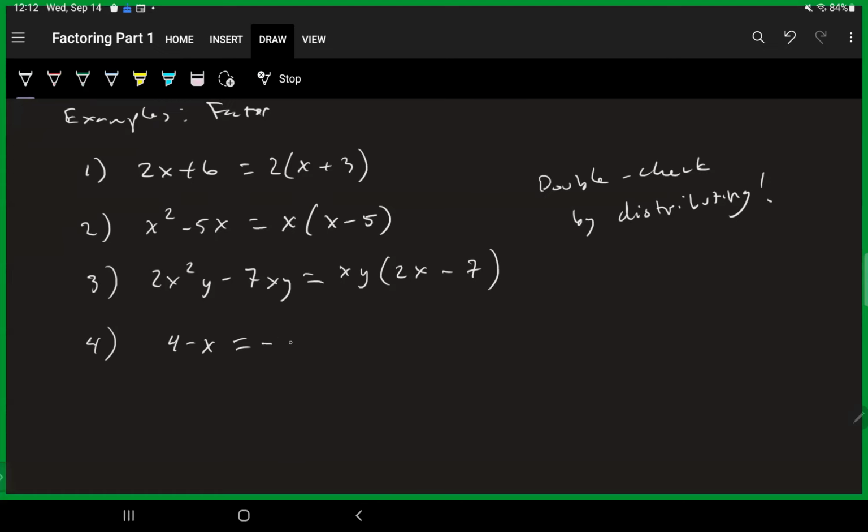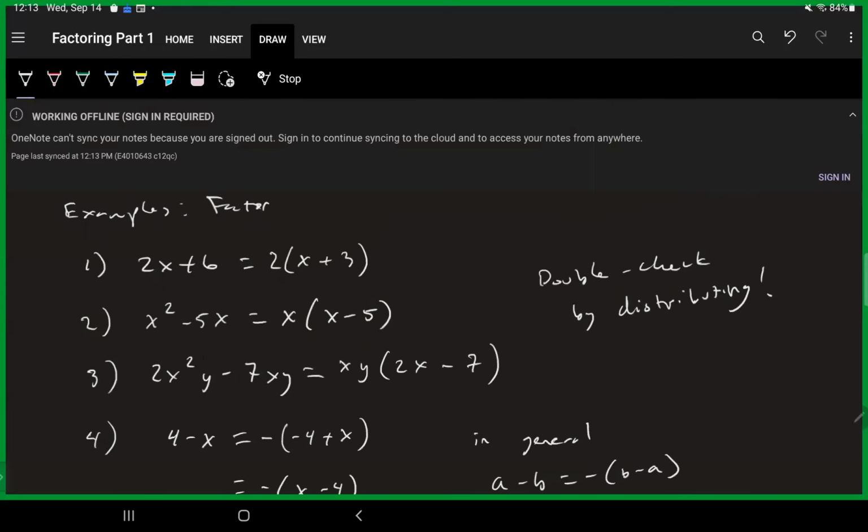If I factor out a negative 1, I'm going to get a negative there, and it's going to be negative 4 plus x, and we can rewrite that as negative x minus 4. And this gives us an idea of how we can switch the order of subtraction legally. So in general, we say a minus b is negative b minus a. And this is something that's going to pop up time and time again. So if we think about it this way, we don't have to have that first step.